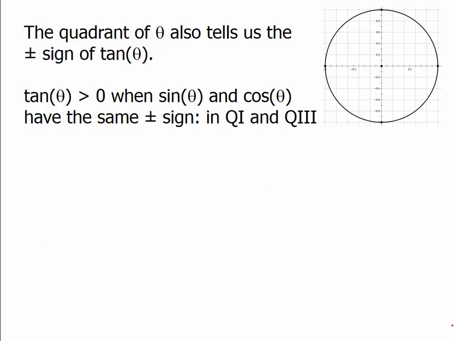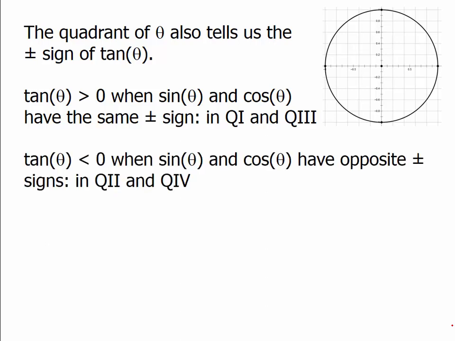In the other two quadrants, x and y have opposite signs. One is positive and one is negative, and so you have a negative over a positive or a positive over a negative. That produces a negative fraction. And so tangent is negative when sine and cosine have opposite signs, in the second and fourth quadrants.